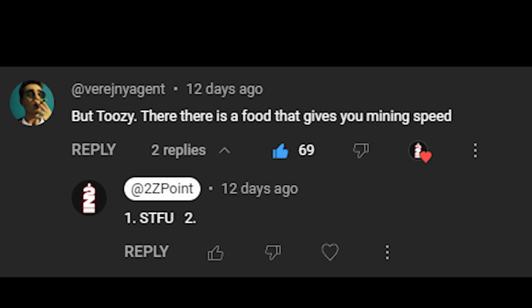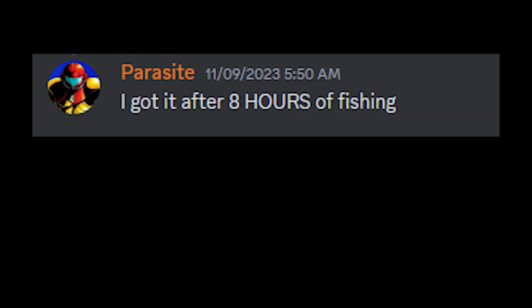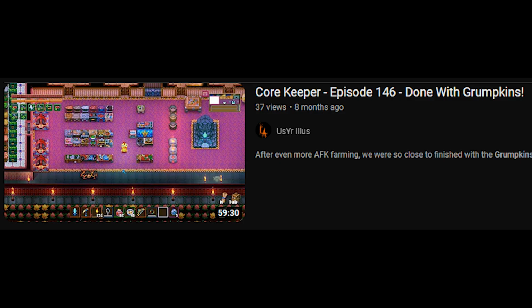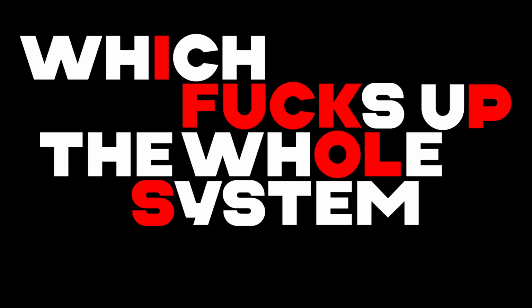No food required. But Tuzi, there is a food that gives you mining speed. Firstly, shut up. Secondly, one of the foods requires fishing, and we're not that far into depression yet. The second one requires Gromkins, and they're also a pain to farm. On top of that, they provide mining damage, which messes up the whole system, so no.